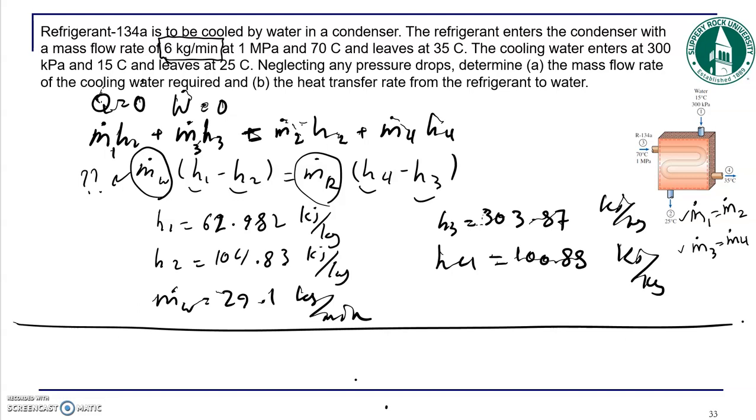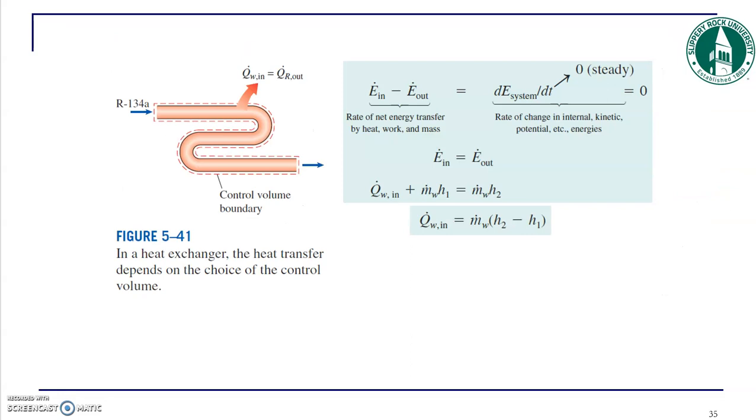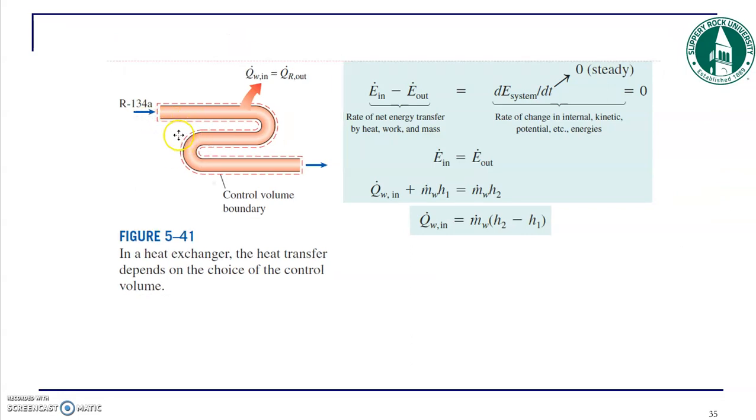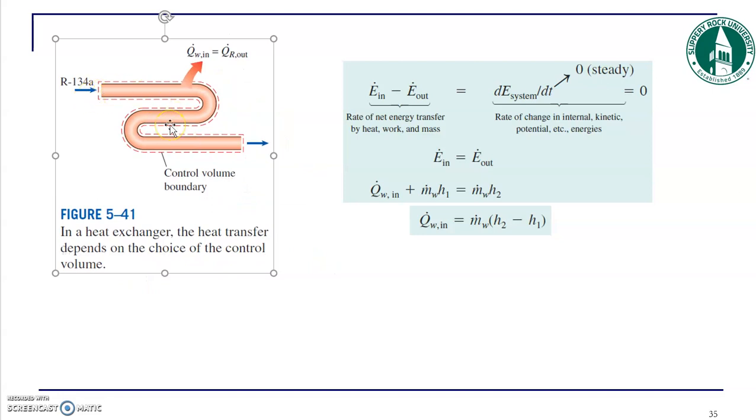The second part of the question is the heat transfer rate from the refrigerant to water. Remember, I just mentioned that if you consider your whole system as your control volume, there is no heat exchange with the surroundings. But if you consider just the R134a pipe, then there is a heat transfer between R134a and water. So if you consider that, then your system would be different. Let's look at this picture. This is going to be your R134a, and that pipe is considered to be your system, and there is a heat exchange between R134a and water.